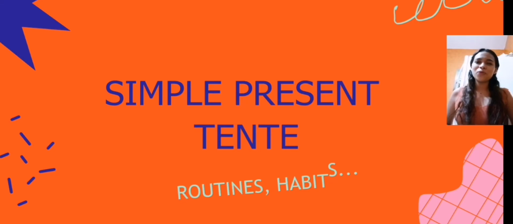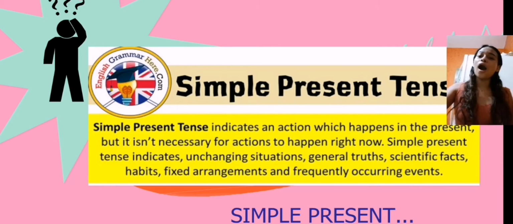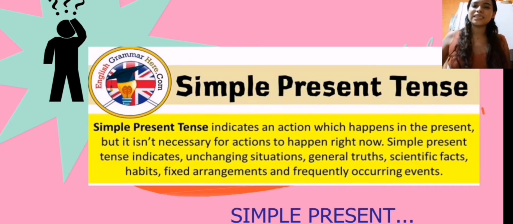And in this week number one, we are developing the topic simple present tense for routines, habits, etc. We have a short definition of what simple present tense is. Simple present tense indicates an action which happens in the present, but it is not necessary for the action to happen right now. Remember that. Simple present tense indicates unchanging situations, general truths, scientific facts, habits, fixed arrangements, and frequently occurring events.